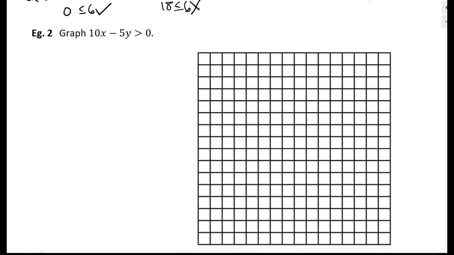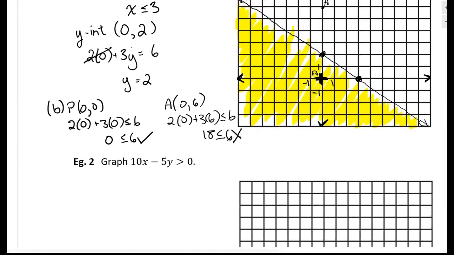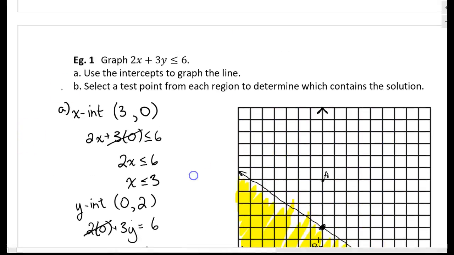So those are your two steps to graphing an inequality. You want to graph the inequality as if it was an equation, decide if it's a dotted or solid line, and then shade the rest of the solution. This is option 1 for checking where your solution set is. I'll label it in the question.